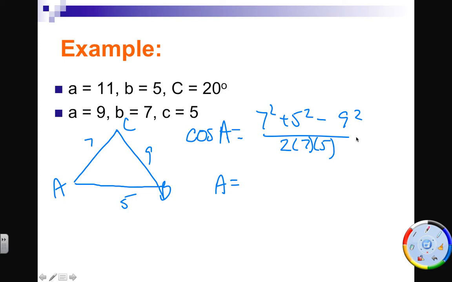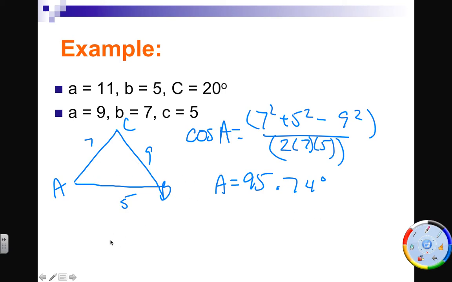Be very careful with parentheses here, because if you don't use parentheses correctly, you're going to get a wrong answer. So make sure your entire numerator is in parentheses, divided by your entire denominator in parentheses. So 49 plus 25 minus 81 divided by 70. I get A is 95.74 degrees.